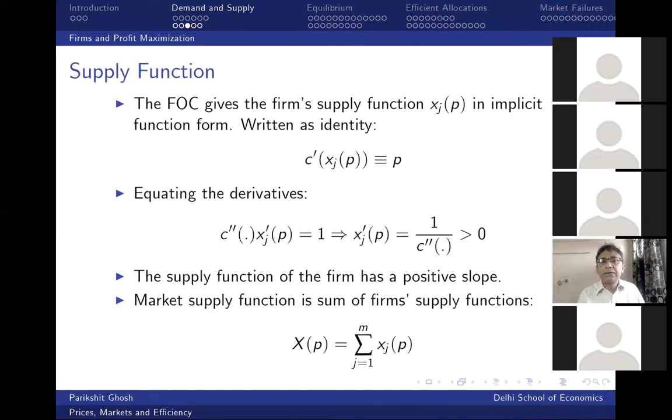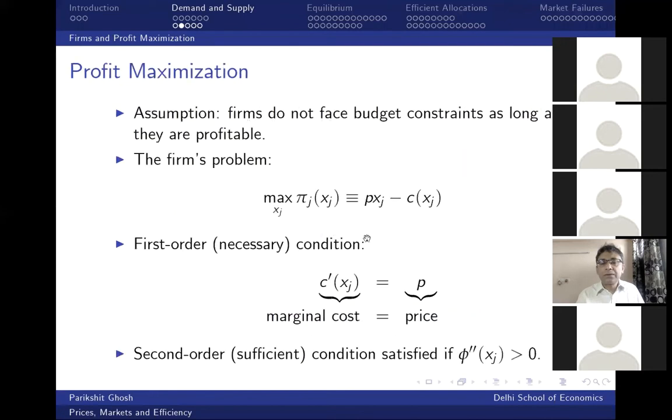Sir, in the last slide, you have mentioned an assumption about the budget constraint of the firm. Could you explain what is this thing? Budget constraint, as long as they are profitable. So I don't get this condition. How is it important here in this firm's maximization problem?